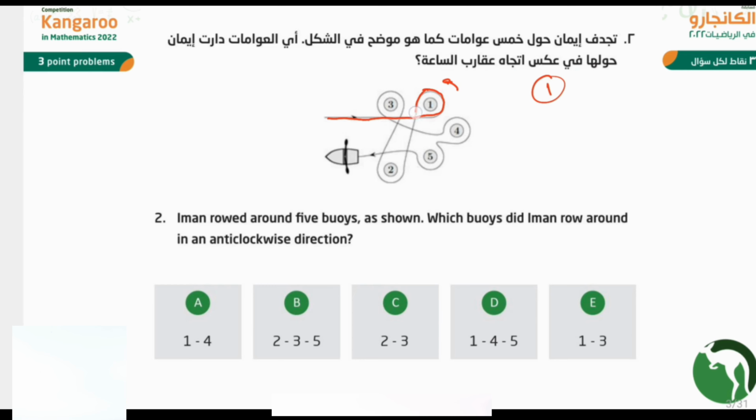Now let's continue. Here we have number 2, which is clockwise, and then we have number 3, again anti-clockwise. So we also have 3. Now let's continue. Here we have number 4, which is clockwise, and number 5 is also clockwise. So just 1 and 3 she rowed around anti-clockwise, so E is the correct answer.